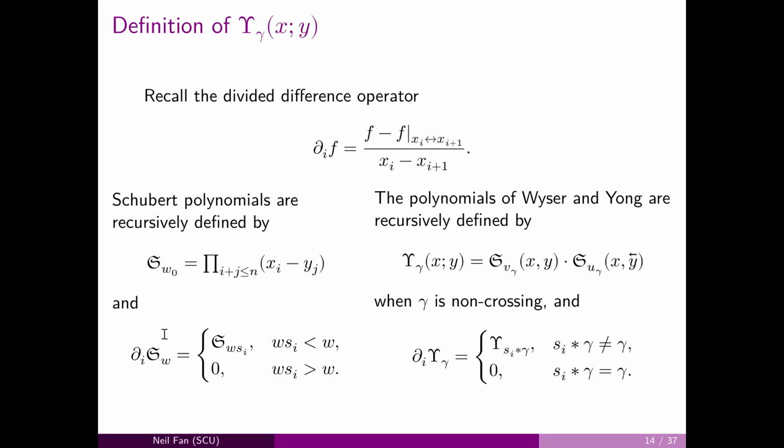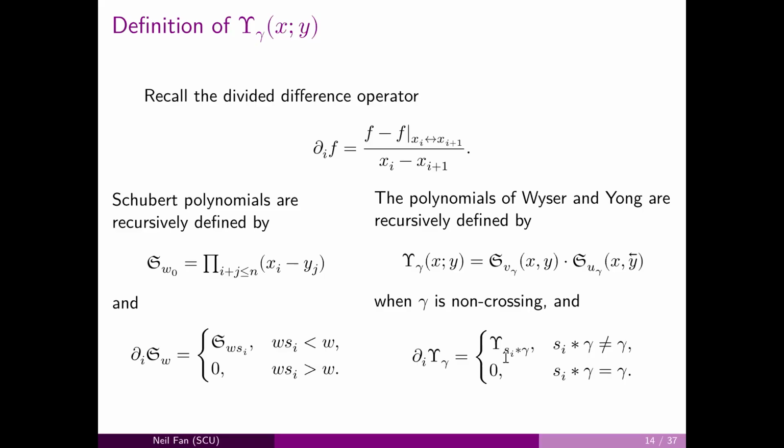The definition of upsilon gamma of Wyser and Yong is similar. If gamma is non-crossing, then upsilon gamma is the product of two Schubert polynomials indexed by V gamma and U gamma. Here, the Y variables in U gamma are reversed. If gamma is not non-crossing, we use the divided difference operators to act on upsilon gamma.